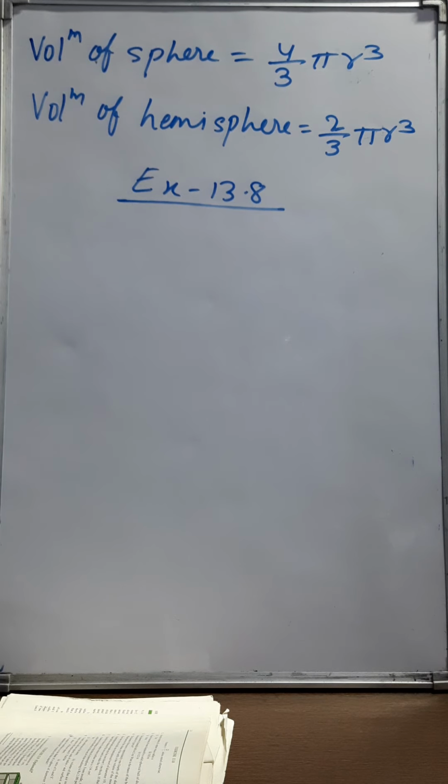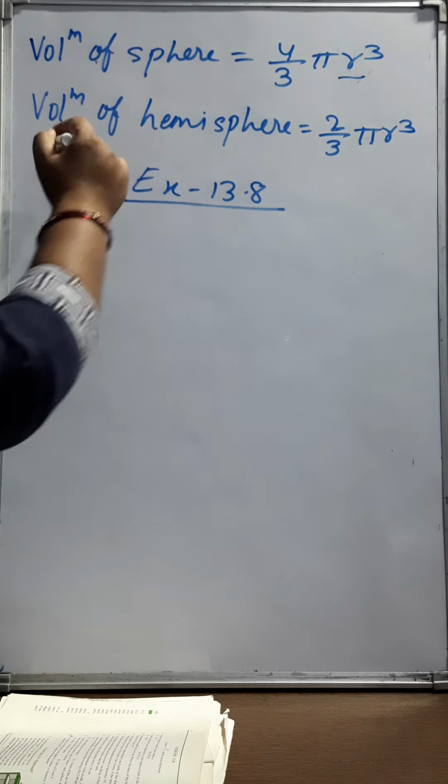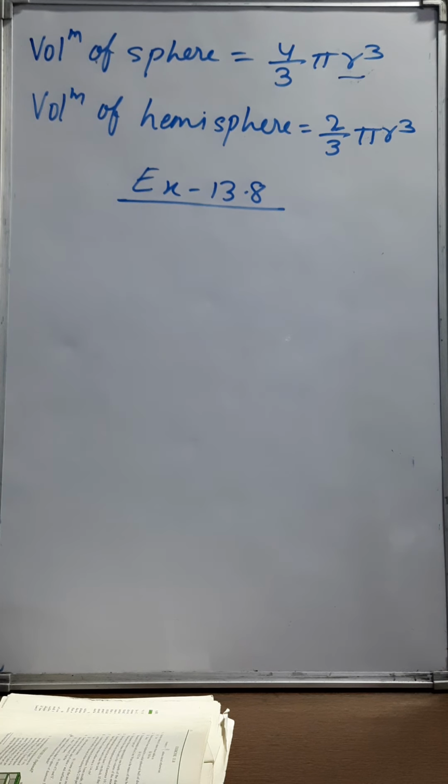We have to discuss questions based on volume of sphere and volume of hemisphere, which I already discussed, what is sphere and what is hemisphere. So volume of sphere is 4 by 3 pi r cube, where r is the radius of the sphere. Similarly, volume of hemisphere is 2 by 3 pi r cube.